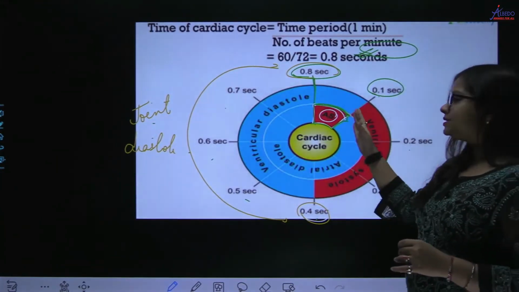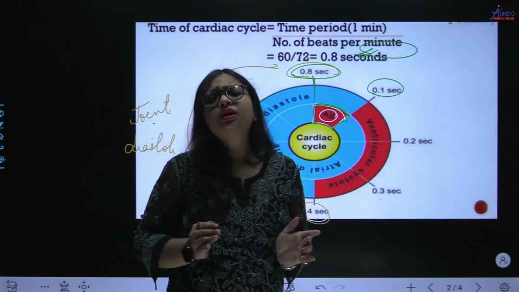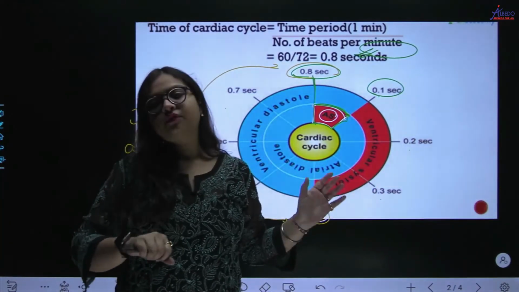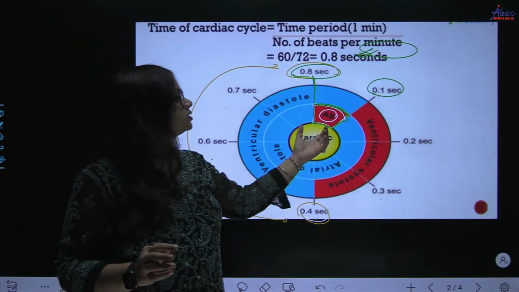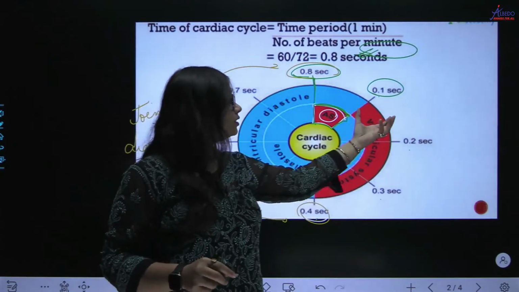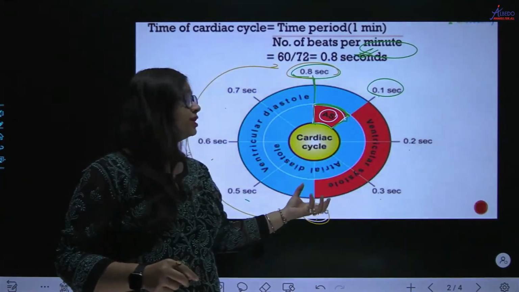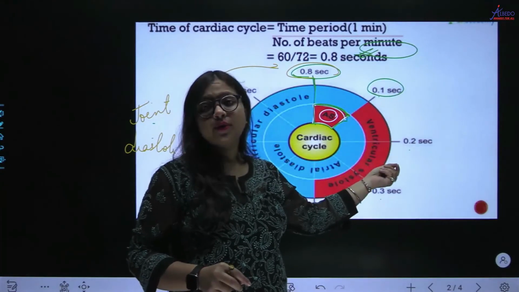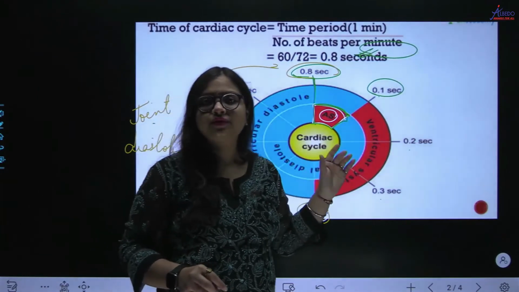Now after 0.1 second, what will happen? Give an arrow and write down that now the signal of contraction has reached the ventricles via the AV node, okay. Now give the arrow and write that the ventricles will contract. This is what is called ventricular systole, okay. It lasts for 0.3 seconds after the atrial systole, right?